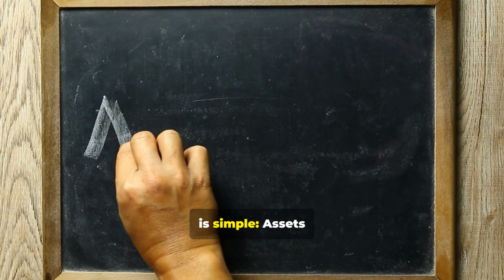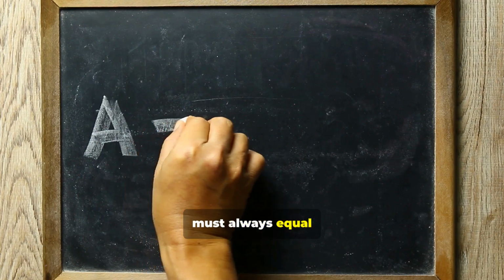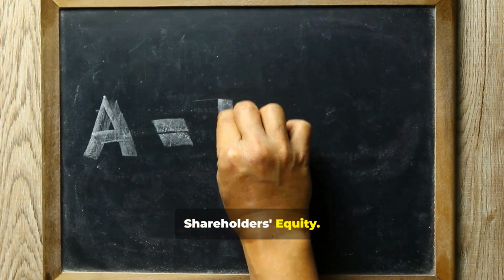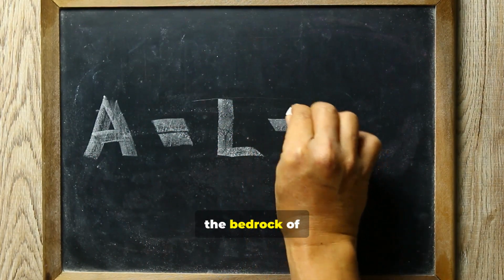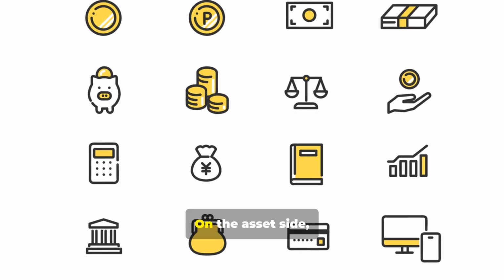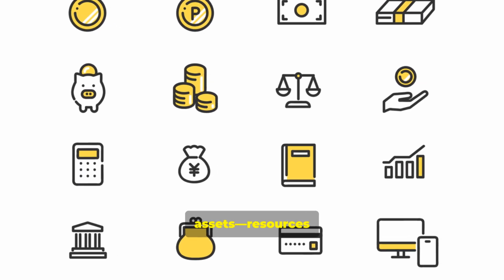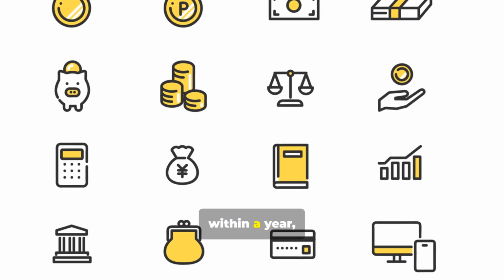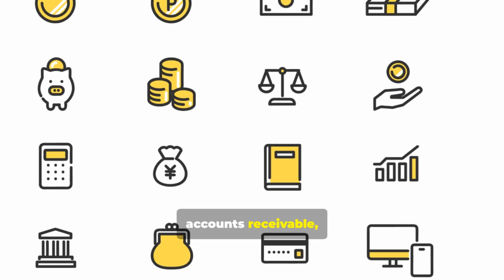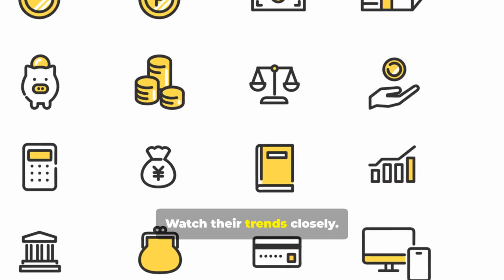The core principle is simple. Assets must always equal liabilities plus shareholders' equity. This equation is the bedrock of financial stability. On the asset side, we have current assets, resources convertible to cash within a year, like cash, accounts receivable, and inventory. Watch their trends closely.